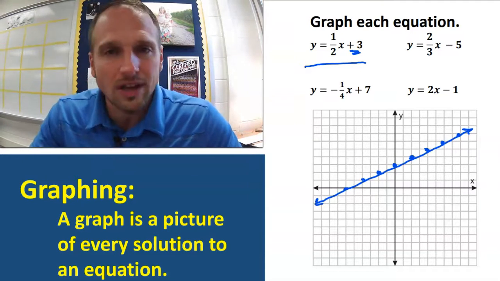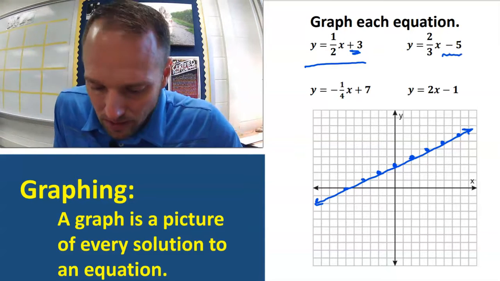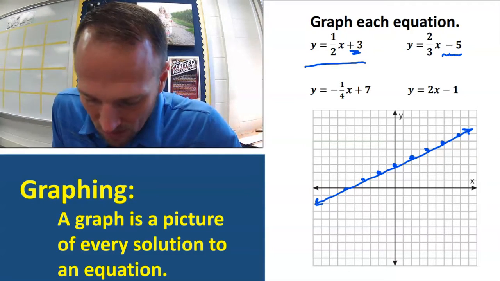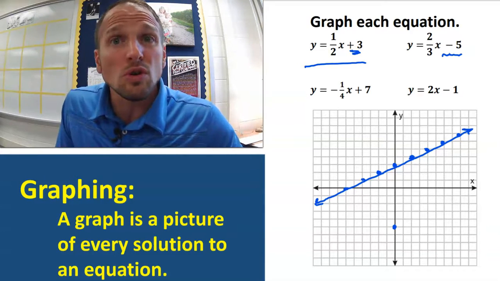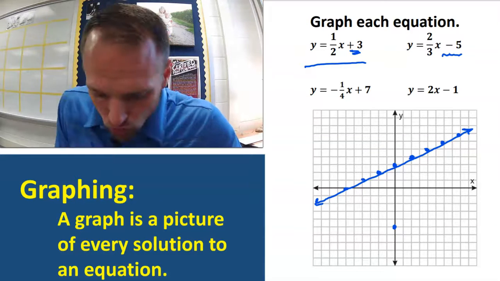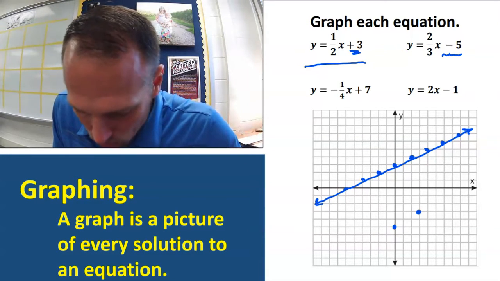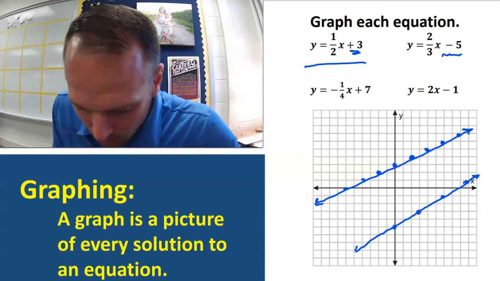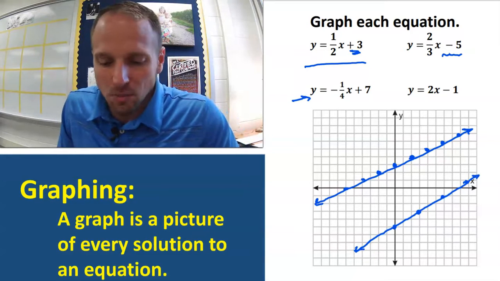Y equals 2/3 x minus 5. Well, the minus 5 is our y-intercept, so we're going to go down 5 on the y-axis. And then our slope is 2/3, or our slope is 2 over 3. So we're going to go up 2 over 3. Up 2 over 3, up 2 over 3. And this is our line.